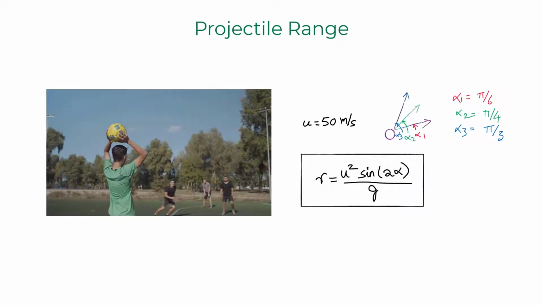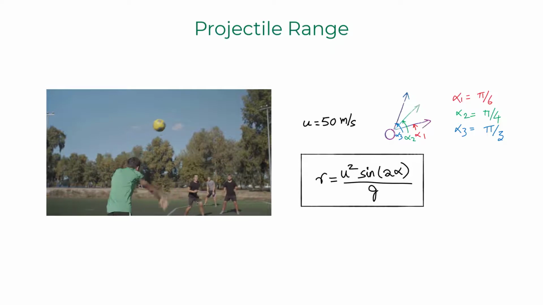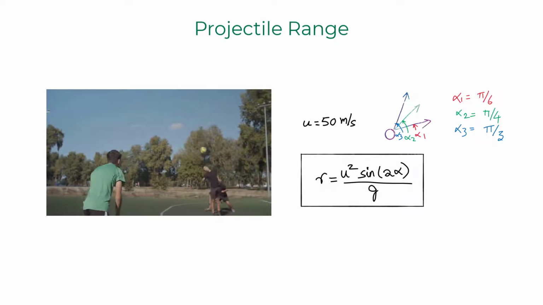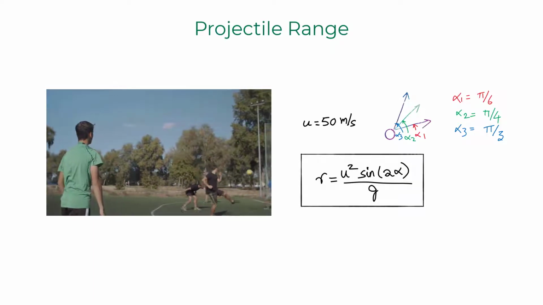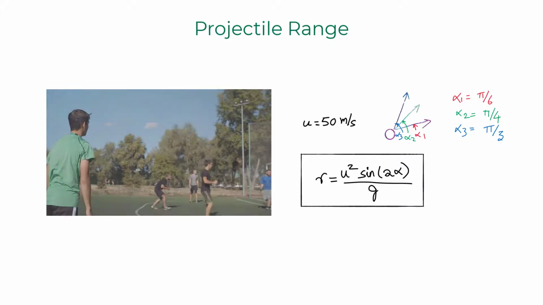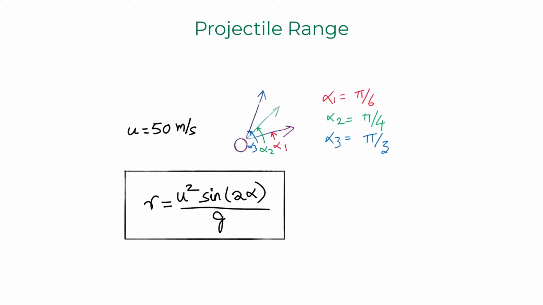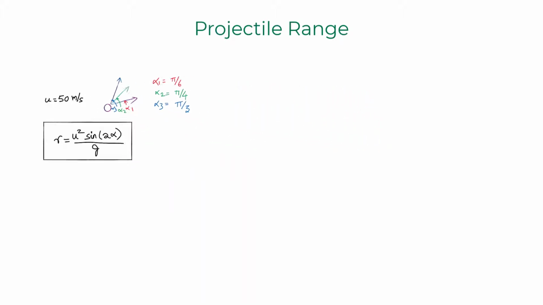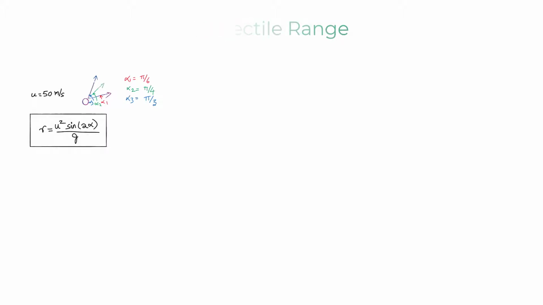Can you guess which of these angles of throw will result in the maximum distance range for the ball given the same initial velocity? If you thought 45 degrees or pi by 4 radians, you are correct. Now let's get back to the code.